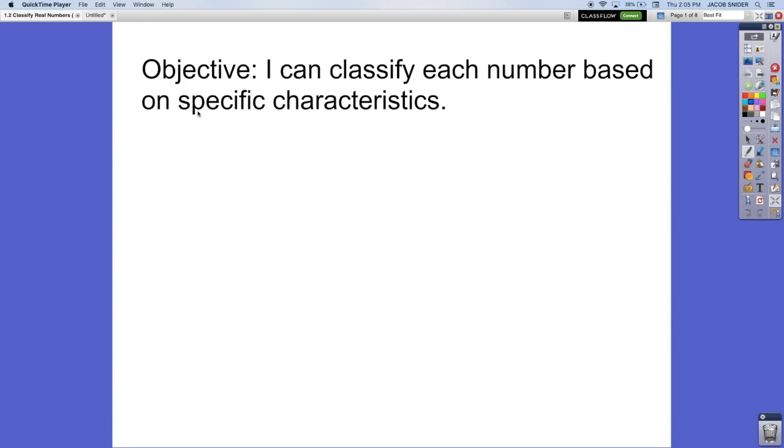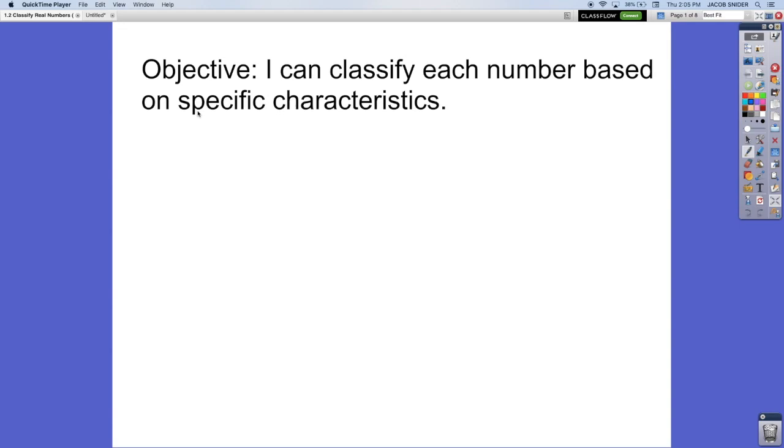Today isn't too bad, but here's our objective. Let's copy it down. Our objective for today is: I can classify each number based on specific characteristics. All right? A lot of big words here, maybe a little bit confusing, but it'll make more sense when we get into it. That's our objective for the day, the goal. I can classify each number based on specific characteristics. Copy that down for me.